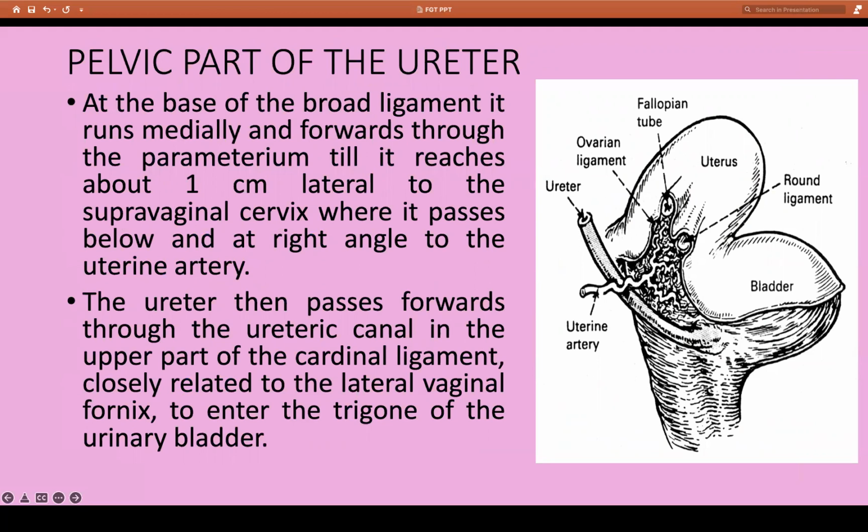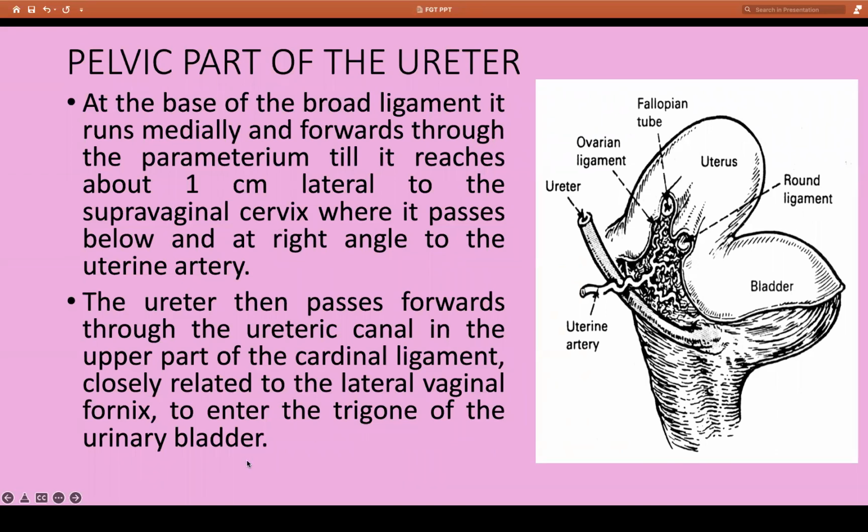It runs medially forward through the parametrium until it reaches 1 centimeter lateral to the cervix, where it passes below, at a right angle to, the uterine artery. The ureter then passes forward through the ureteric canal in the upper part of the cardinal ligament, closely related to the lateral vaginal fornix, to enter the trigone of the urinary bladder.